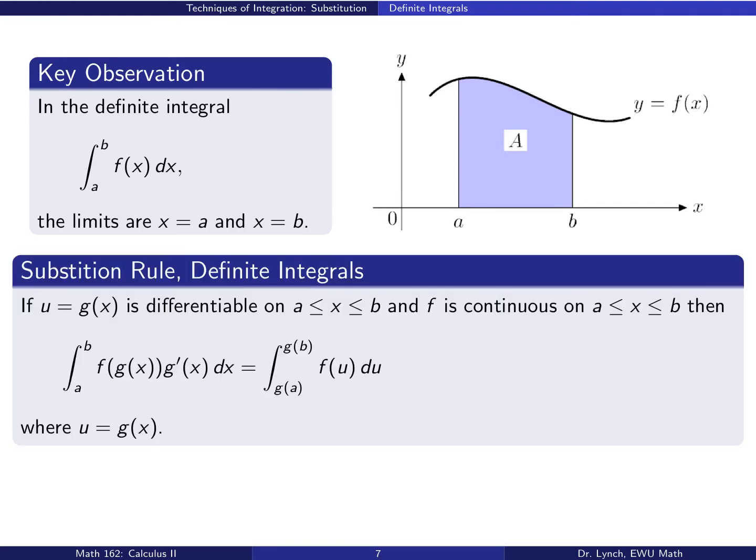So the substitution rule for a complicated definite integral is that we set u to be g of x, and then the new wrinkle is that the limits are also substituted according to that same rule into u world. So our limits a and b become g of a and g of b under this substitution, u equals g of x. So a couple examples to illustrate that.